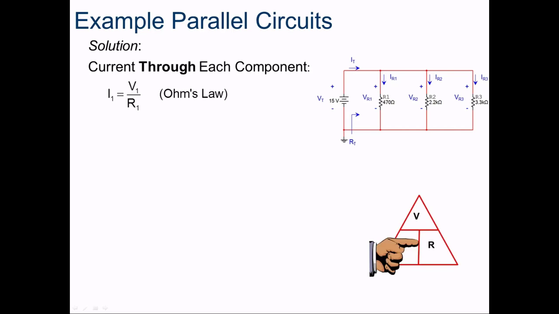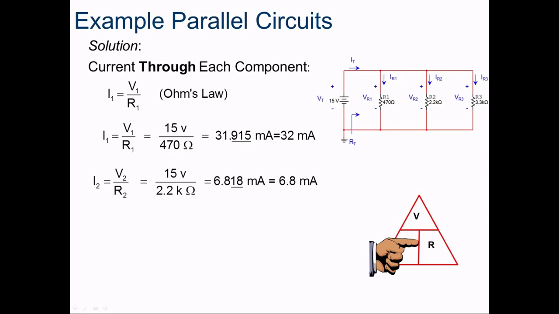Okay, current through each component. Remember, here's Ohm's law. Current equals V divided by R, 15 over R1. Now, remember, we said that current divides, so we're going to have to find the current at each resistor. And that's what they're doing here, here, and here. When I add these up, I will get the total current.